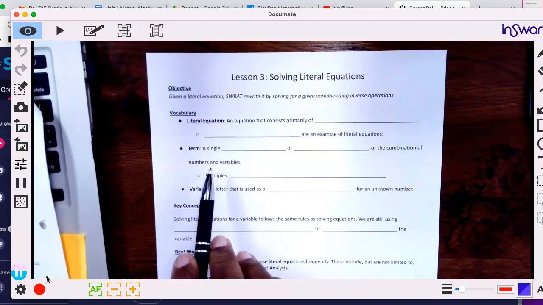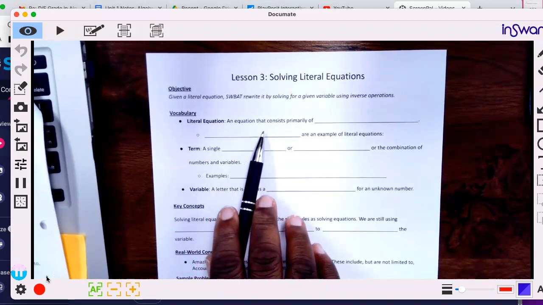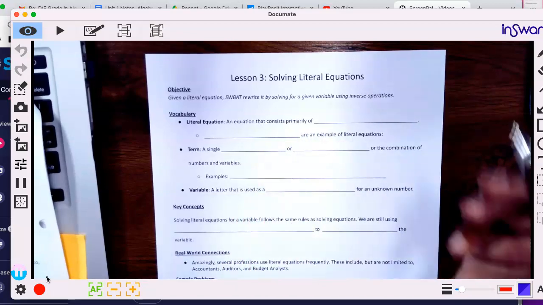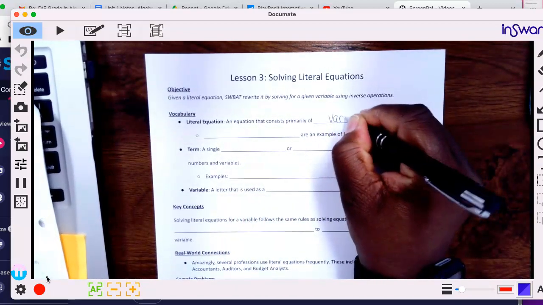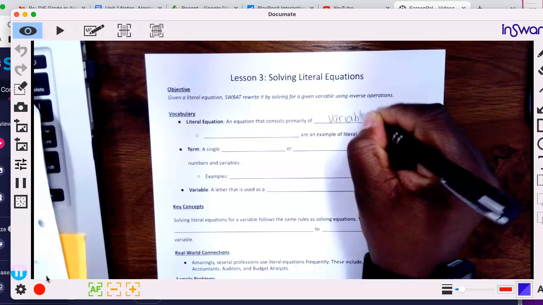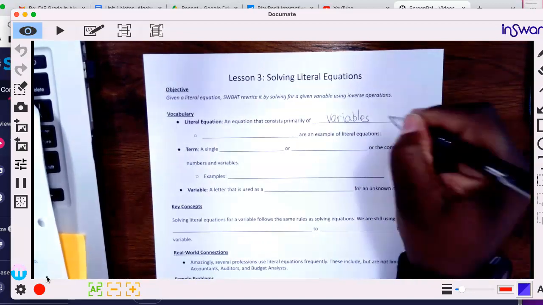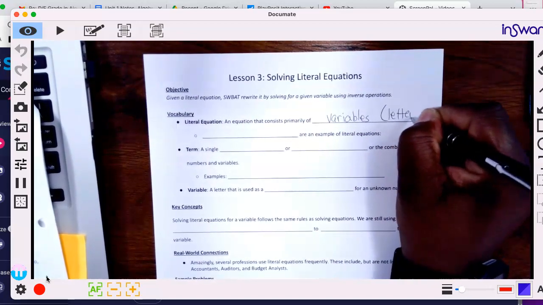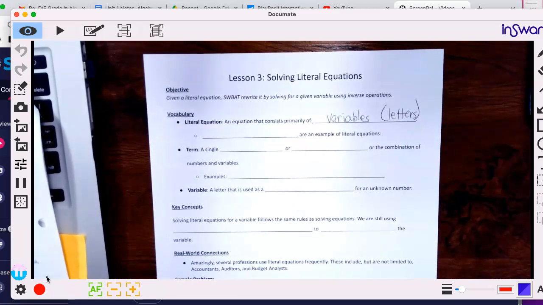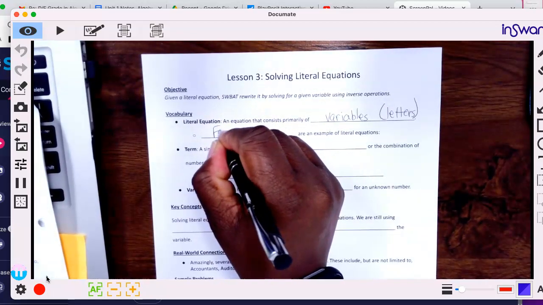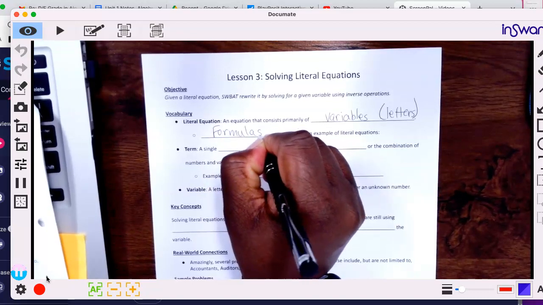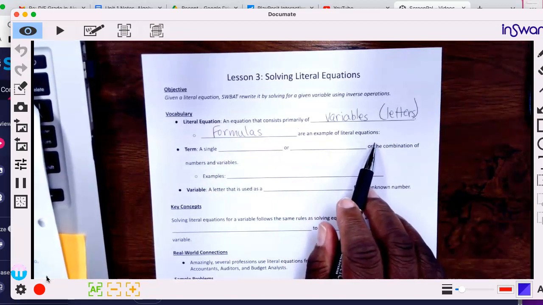Vocabulary: literal equation, an equation that consists primarily of variables, which, as we know, are letters, okay? Formulas are an example of literal equations.